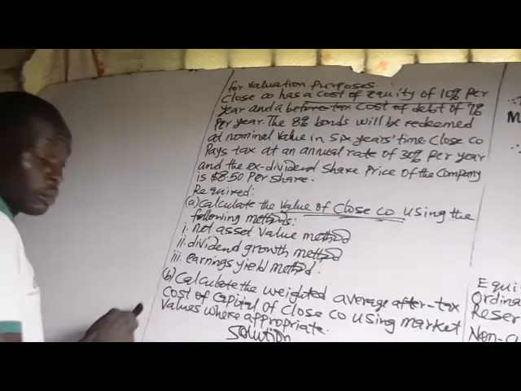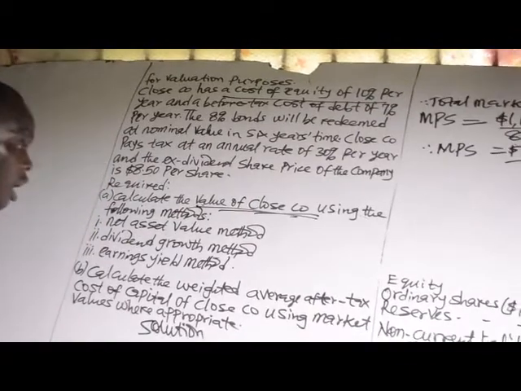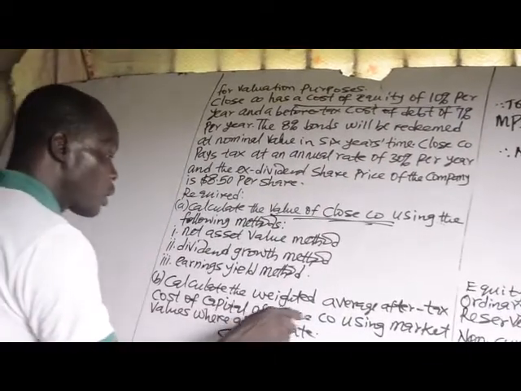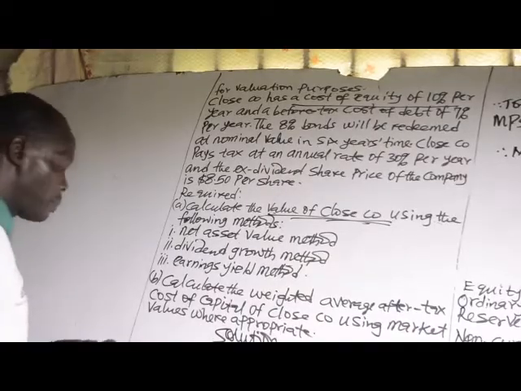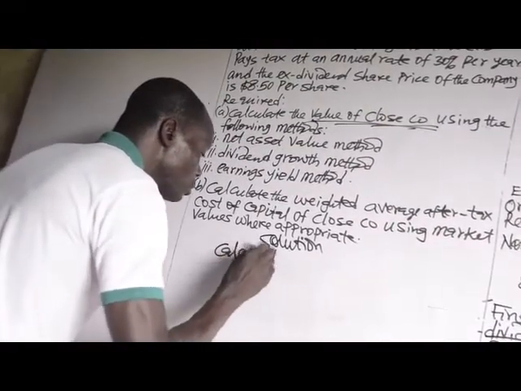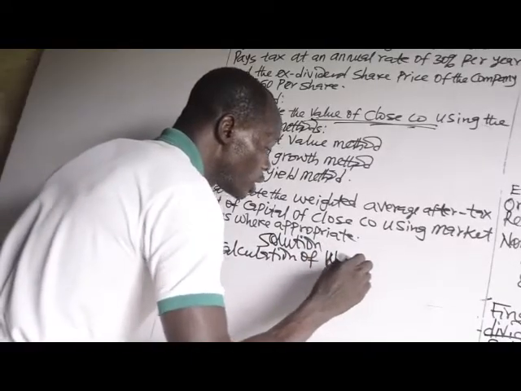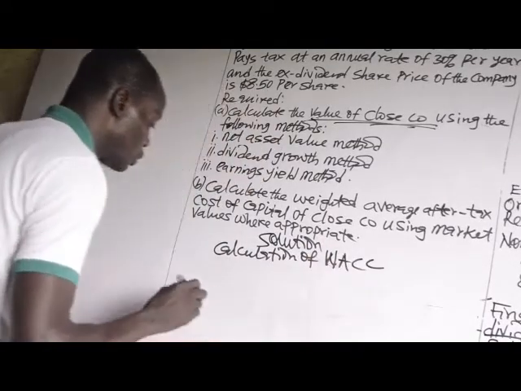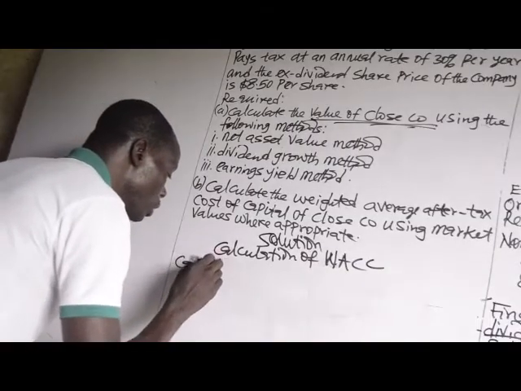B, you are to calculate the weighted average cost of capital of Closco using market values where appropriate. You want to calculate the WACC, the weighted average cost of capital of Closco. So we have the capital structure.